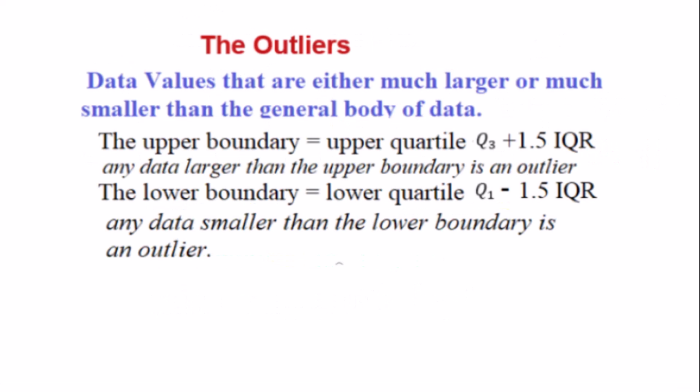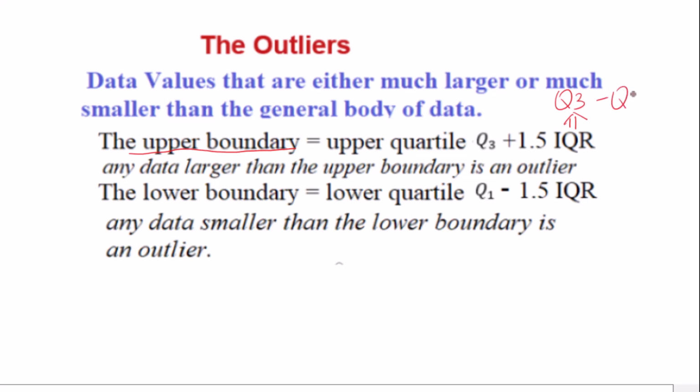Let's talk about the outliers. The data values that are either much larger or much smaller than the general body of data are called outliers. There is a formula to figure out the outlier. The upper boundary for outlier equals upper quartile Q3 plus 1.5 IQR, interquartile range. The interquartile range formula is the upper quartile minus the lower quartile. In other words, any data larger than the upper boundary is an outlier.